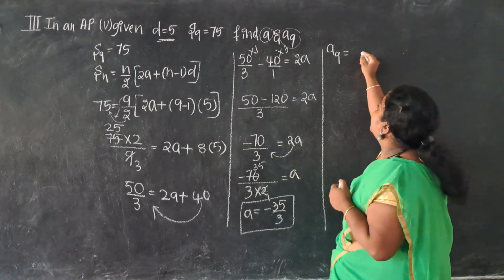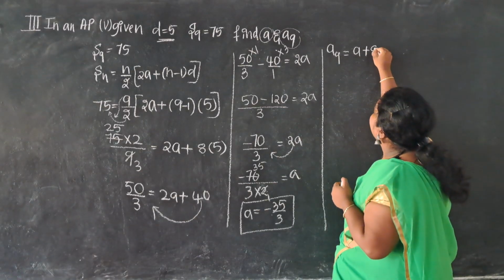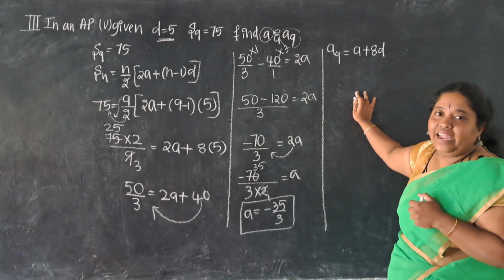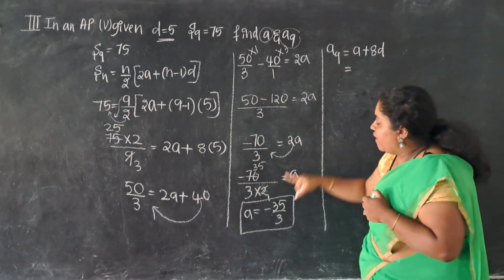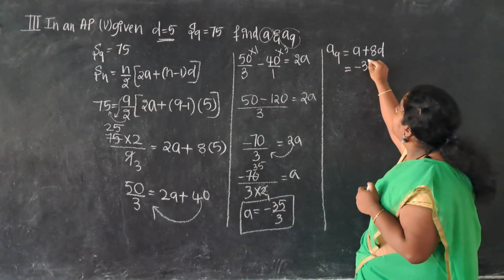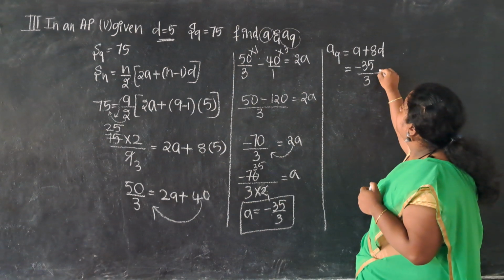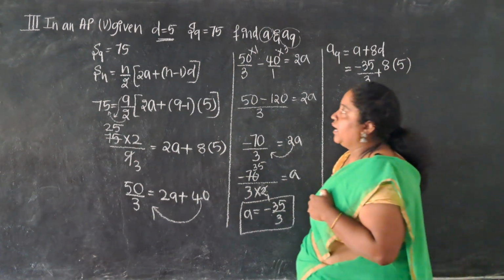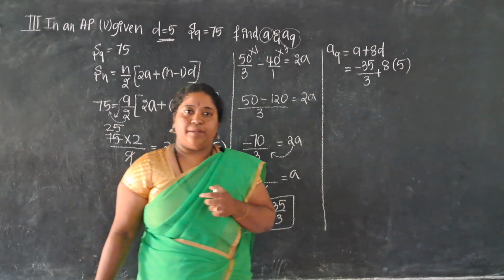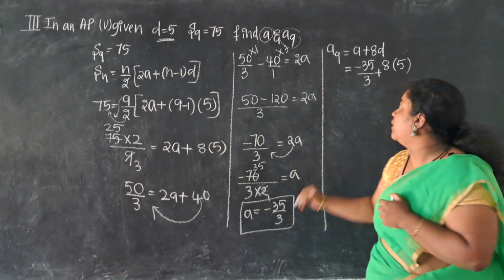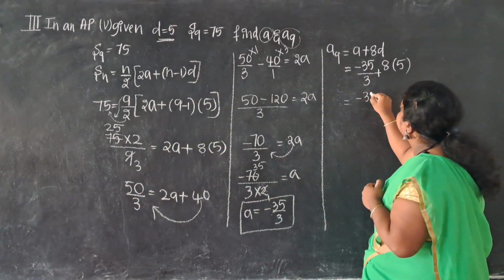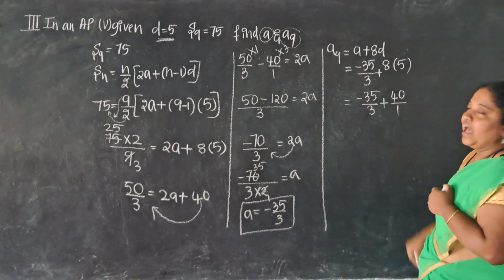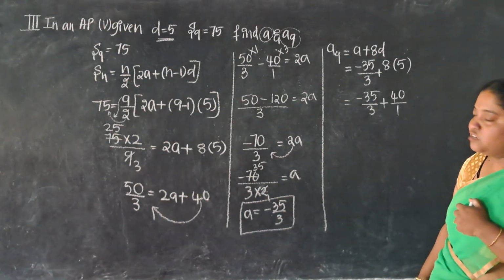Okay, An can be written as A plus 8D. Okay, A9 can be written as A plus 8D. Now, what is the A value I have? A is equal to minus 35 by 3 plus 8 into D is how much, dears? 5. Okay, see, provided D is equal to 5. Now, let me simplify this. What I am going to get? Quickly tell me. So, minus 35 by 3, 8 5s are 40. If nothing is there in the denominator, I should put 1 in the denominator.